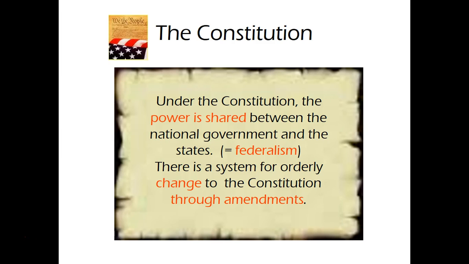And under our Constitution, we have shared power between the national government and the states. Now, this is federalism. In the Articles of Confederation, we had a confederation where the states had all the power and the central government had very, very little power. Now, power is shared so that it is a federal form of government. And there's also a system for change, whereas in the Articles of Confederation, all 13 states had to approve any kind of amendment. Now we have a better system for actually changing our Constitution through amendment, so it has adapted with us over time.